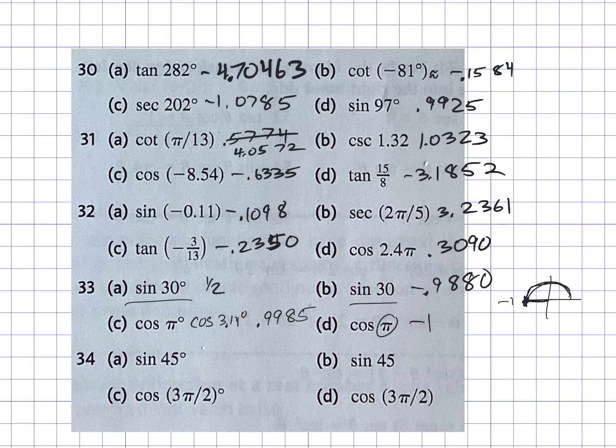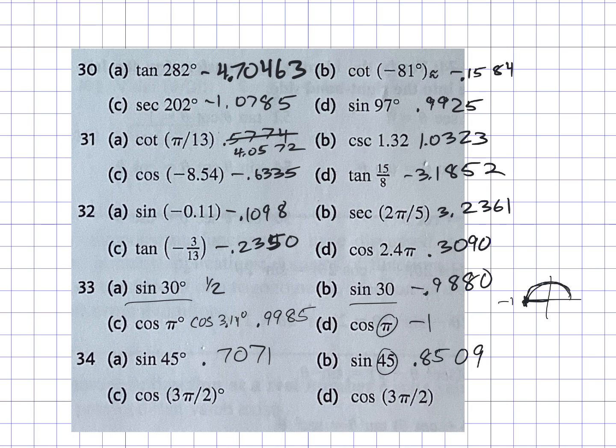Okay, so sine of 45 degrees. So back to degree mode. Should be square root 2 over 2, or 0.7 something. So the sine of 45 is 0.7071, versus 45 radians. Again, that's 15 times whatever pi is. So now you go to radian mode and do the sine of 45, and that's 0.8509.